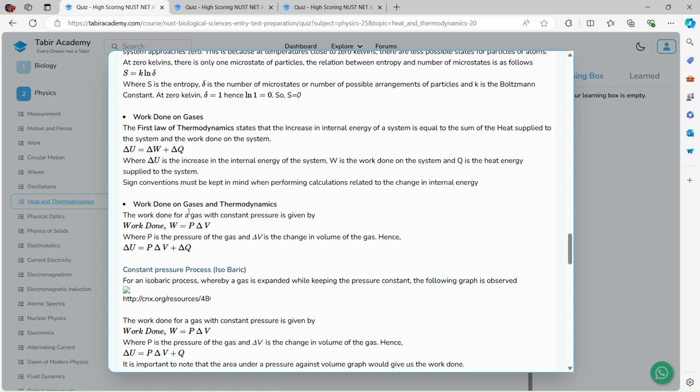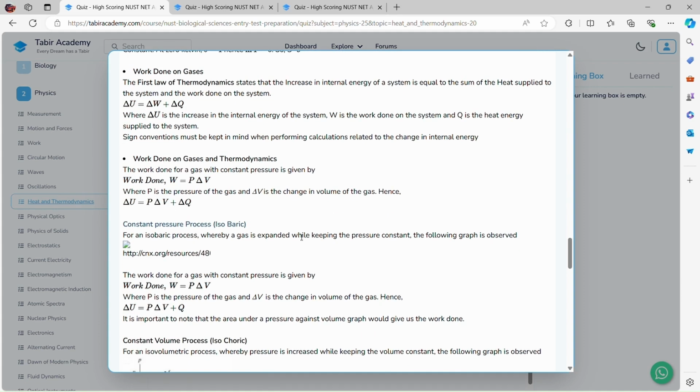Work done on gases and thermodynamics. So basically, the work done for a gas with constant pressure is given by W equals P delta V, where P is the pressure of the gas and delta V is the change in volume of the gas. Hence, delta U equals P multiplied by delta V plus delta Q.